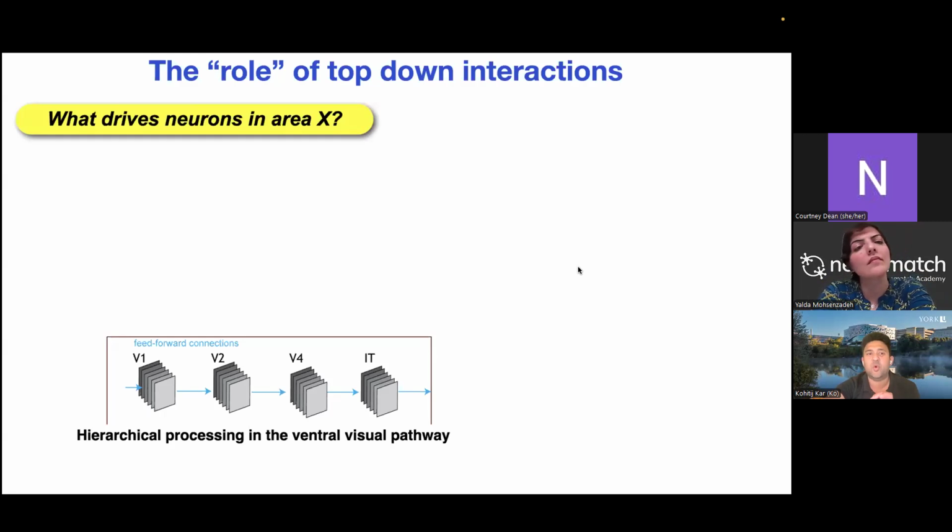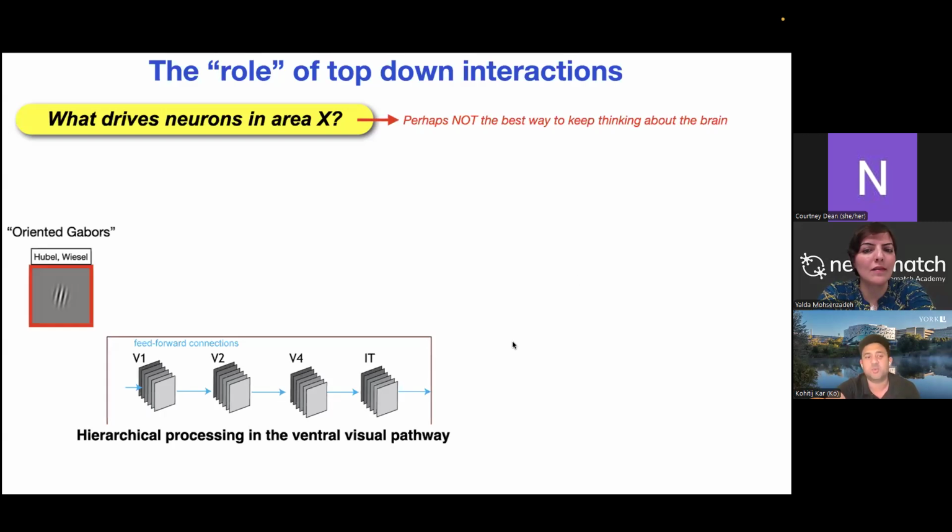It has been asked in a way of: what drives neurons in area X? And I have to tell you that this question is very important if you have no clue what area X is. If you have no clue where you're recording from, is it a visual area? Is it a motor area? Is it an auditory area? You need to know a little bit about the lay of the land. But at some point, this question becomes a dead end. Perhaps it's not the best way to keep thinking about the area.